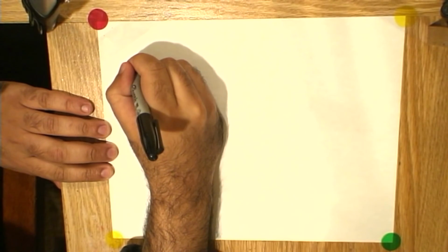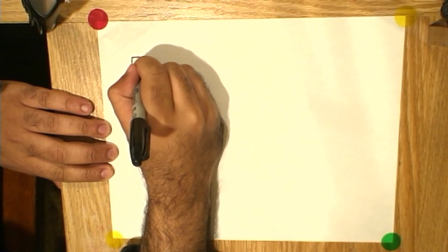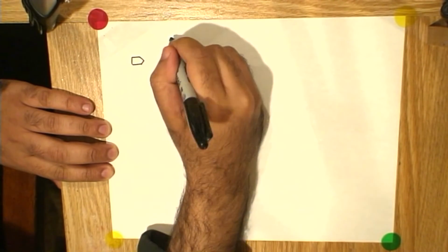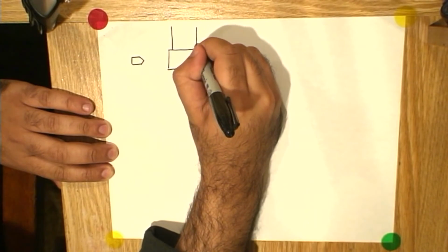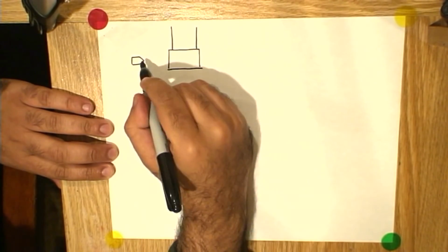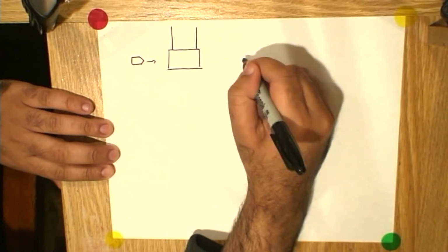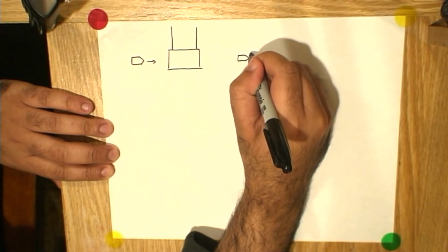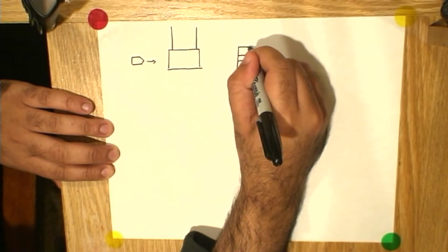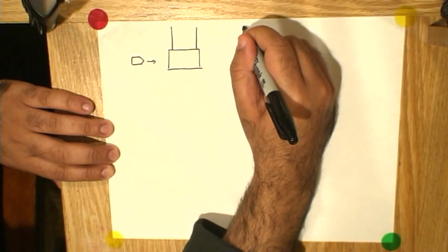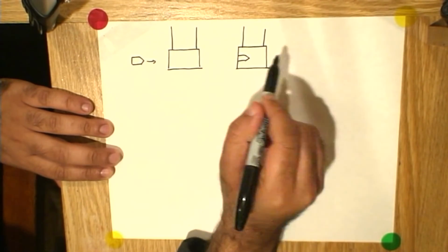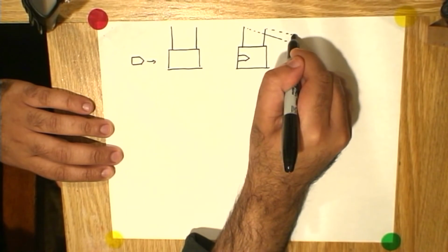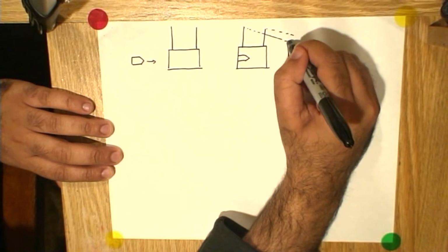In this question, a bullet is going to strike a box which is suspended on some strings. Initially, the bullet is moving in this direction, the box is motionless. The bullet strikes and embeds itself in the box, like this, and the box gets pushed backwards. Something like this.